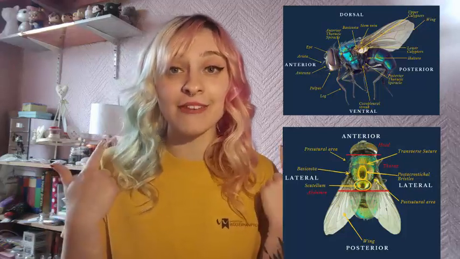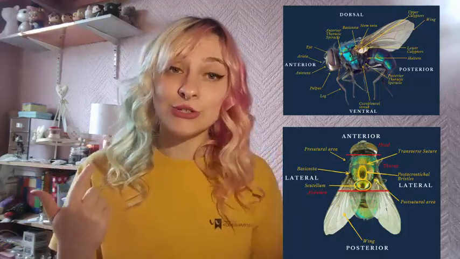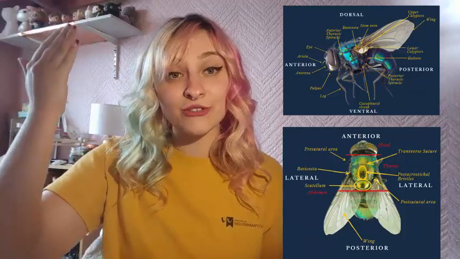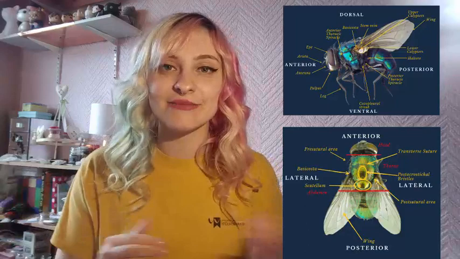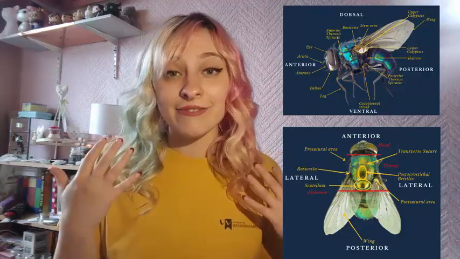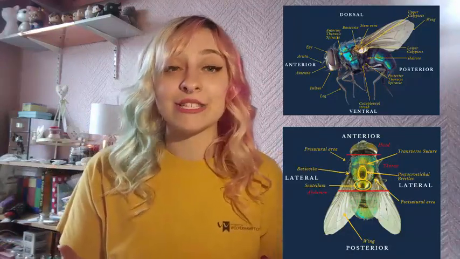So let's start with the anatomical terms. We have anterior, which is the front, and posterior, which is the back. We have dorsal, which is from above, and ventral, which is from below, and we also have lateral, which is from the sides. A fly's body is broken down into three segments.